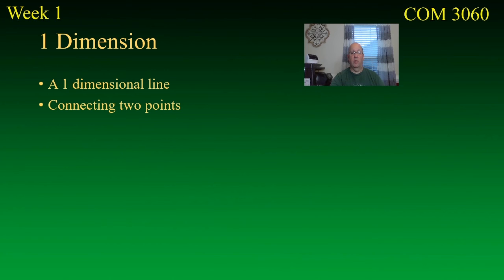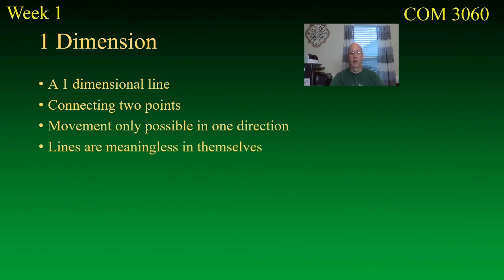Okay, connecting 2 points, as we said, movement only possible in one direction, either way. Lines are meaningless in themselves, too, most of the time. You can make three-dimensional objects out of lines, but in themselves, there's no such thing as a line. If you've got a pencil, that's not a line, that's a cylinder. Lines are only parts of other things. One-dimensional objects are made up of points. As you see, as we go up, they sort of build on each other. You can't really have a line without points because it would have no definition.